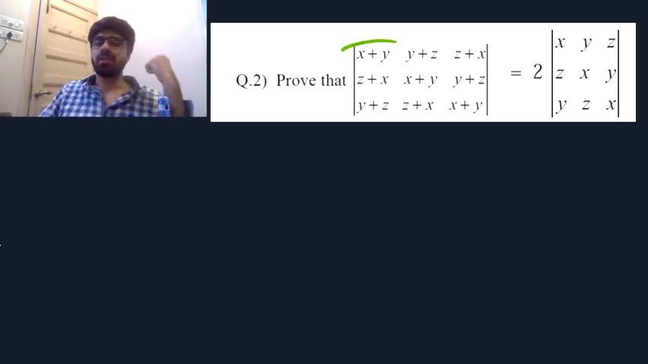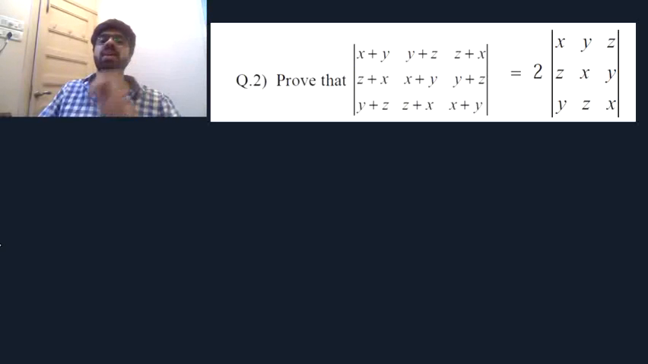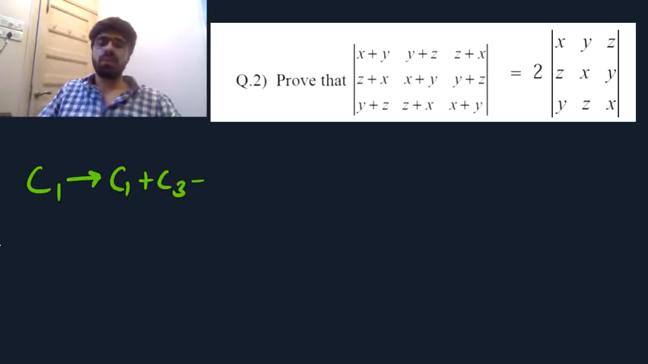So we are adding this and subtracting this, that is, we are adding C1 and C3 and subtracting C2. So the operation to be performed is this. The change is in C1, and the change is C1 plus C3 minus C2. That will make our determinant look like this.